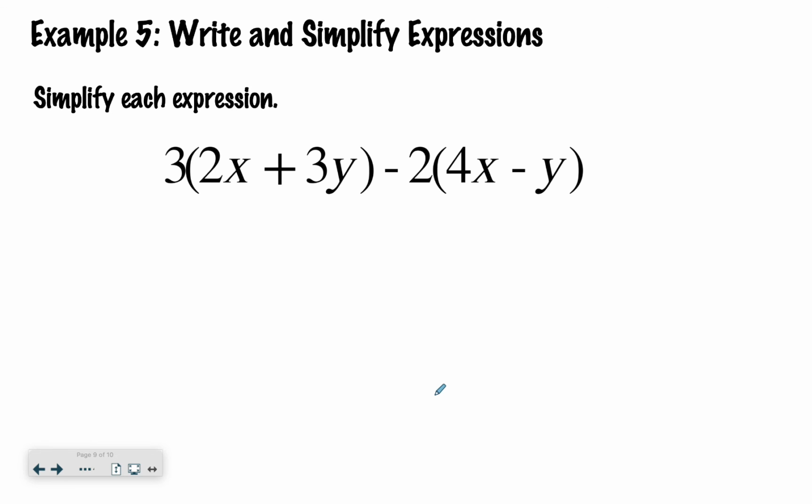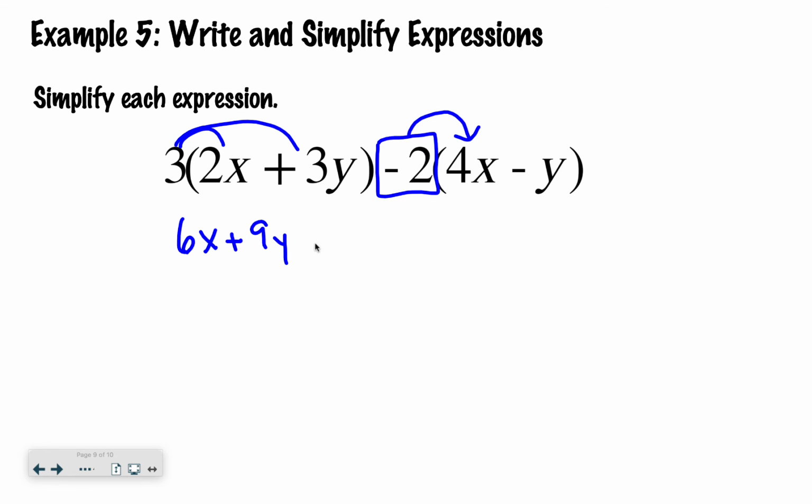All right, now we are going to write and simplify these expressions. So this is the same idea with the distributive property, but now we're adding in a step of combining like terms. So I'm going to say 3 times 2x is 6x. 3 times 3y is 9y. And then here, careful, we have -2. If there's a negative in front of the sign outside of the parentheses, you include it when you're multiplying. So -2 times 4 is -8x. And then -2 times a -y becomes +2y.